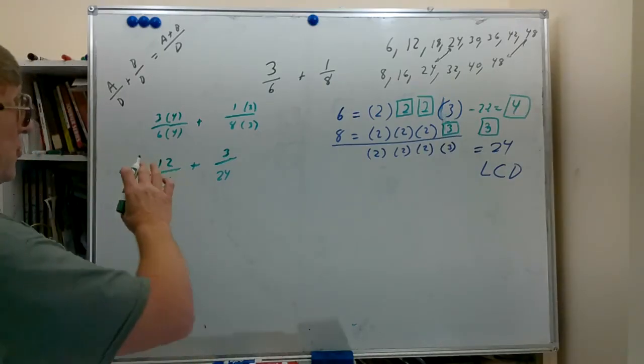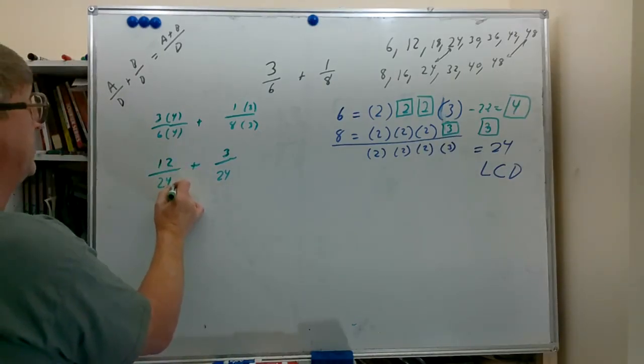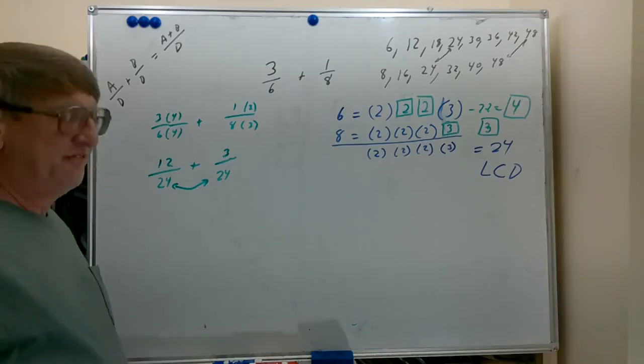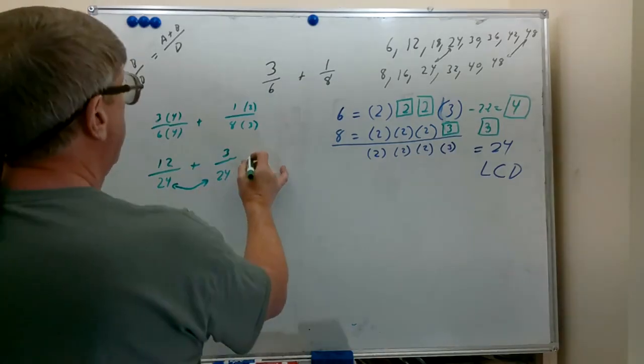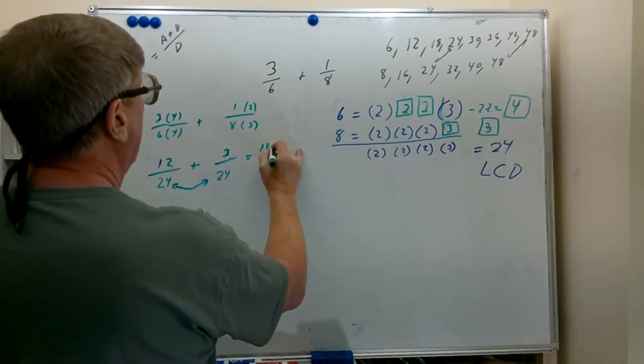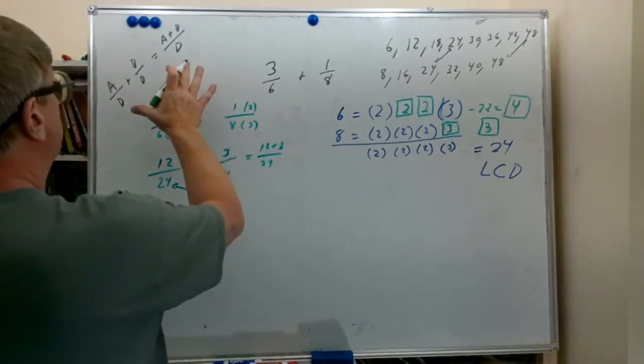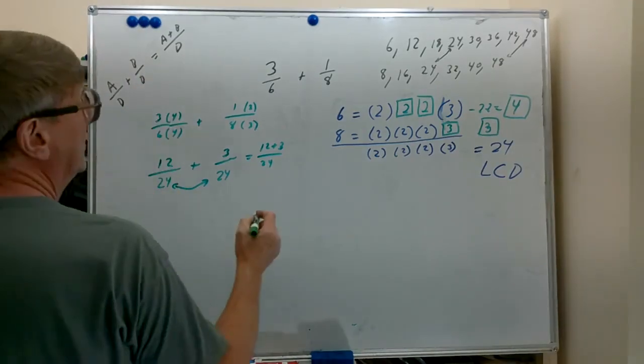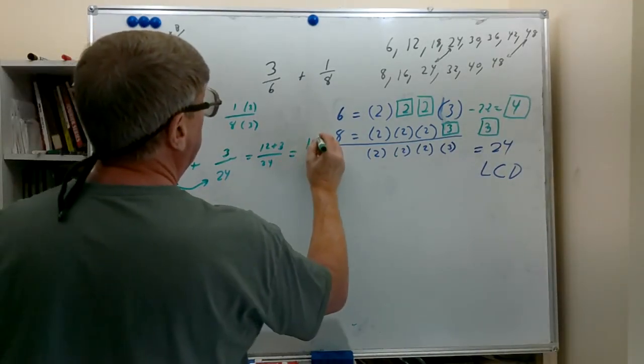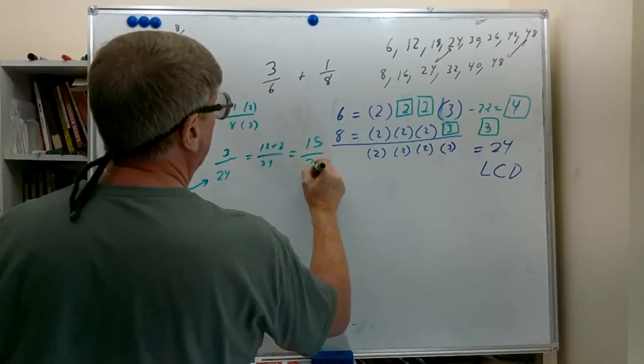So now we have equivalent fractions with the same denominator, very important for adding fractions. So we can just add them up. We can say 12 plus 3 over 24. We're utilizing this little formula we gave you. Equals 15 over 24.